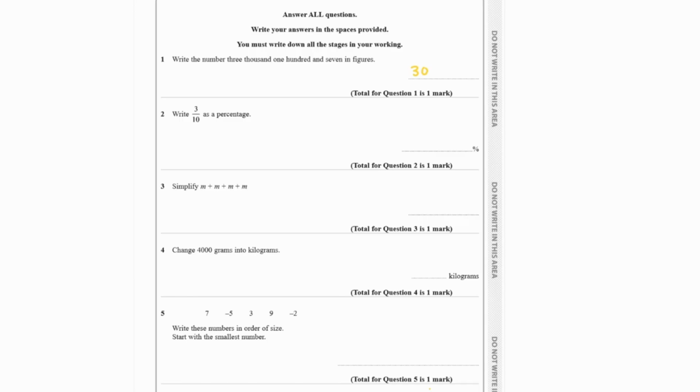We have 100, so we will have 1 in the hundreds place. We don't have anything in the tens place, and therefore we will just have a 7 in the ones place, and this question was worth 1 mark.